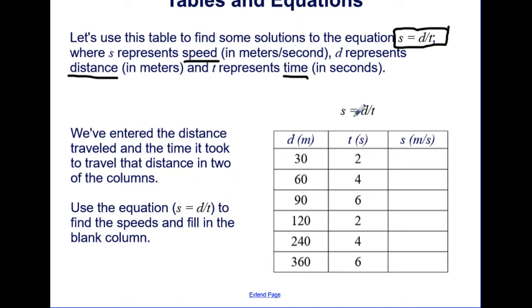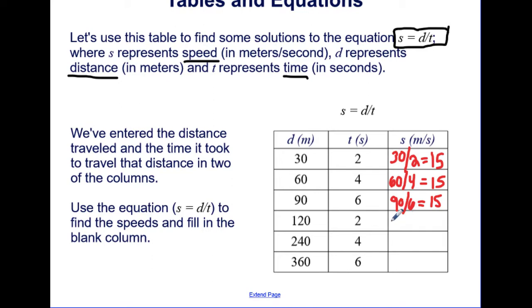So if we're following our equation s equals d over t, we have s will equal 30 divided by 2. And if we simplify, that gives us 15. For the second row, we would have d over t, 60 over 4, which simplifies to 15. And 90 over 6 again simplifies to 15.